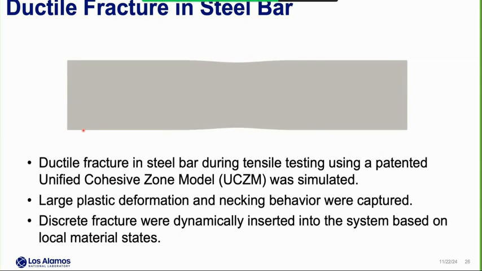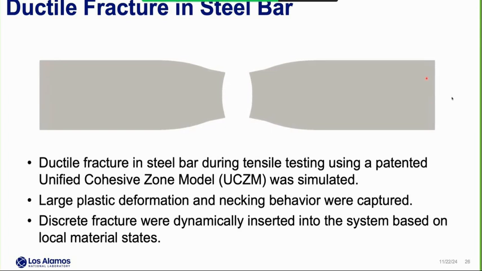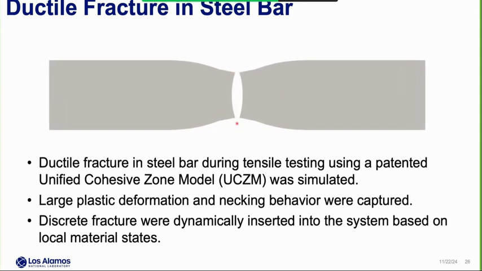This is the simulation of ductile fracture in a steel bar, and in this case, we used our unified cohesive zone model to simulate it. Basically, I just applied the velocity boundary condition to the two ends of this bar and pulled it. And from the animation, we can see that before we get any fracture, the material was under large plastic deformation, and we can even see a necking in the middle of this bar.